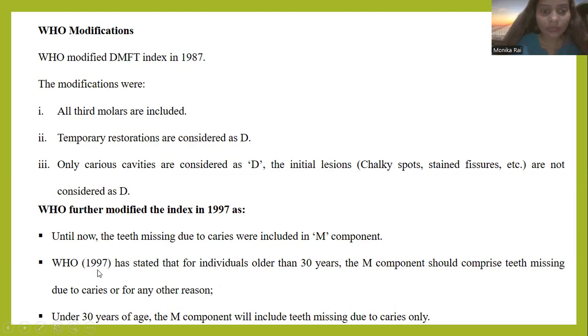WHO 1997 has stated that for individuals older than 30 years, the M component should comprise teeth missing due to caries or for any other reasons. Under 30 years of age, the M component includes teeth missing due to caries only. So this is the modifications key point of dental caries.